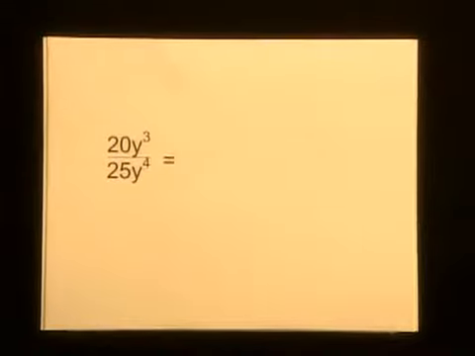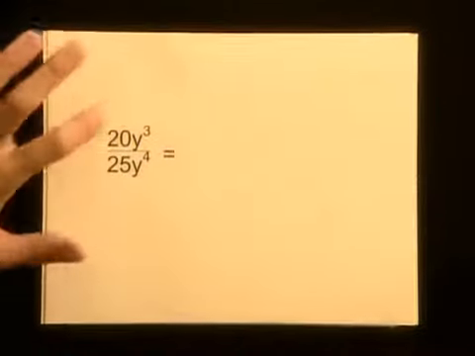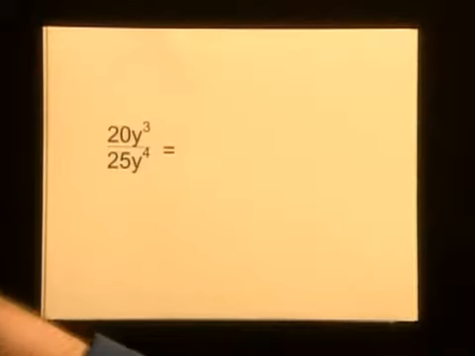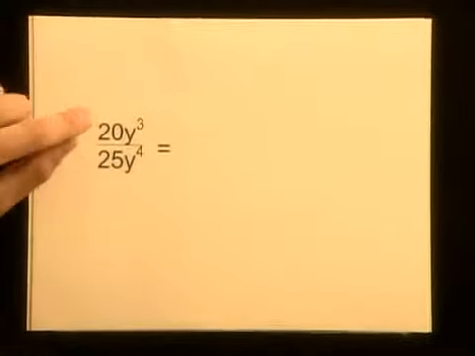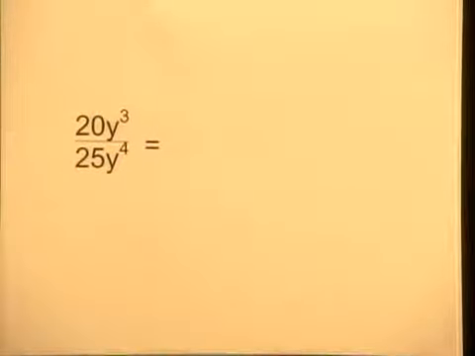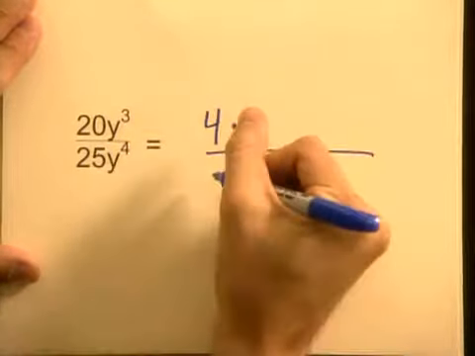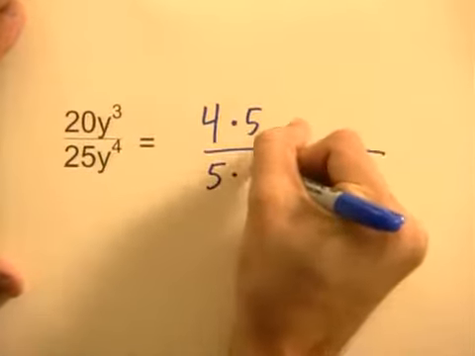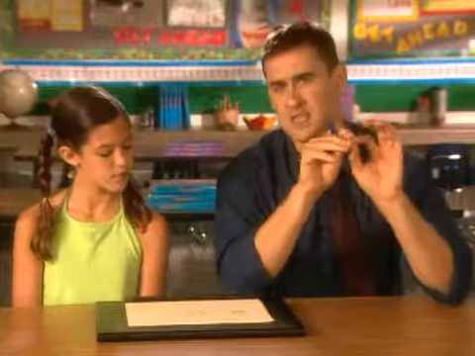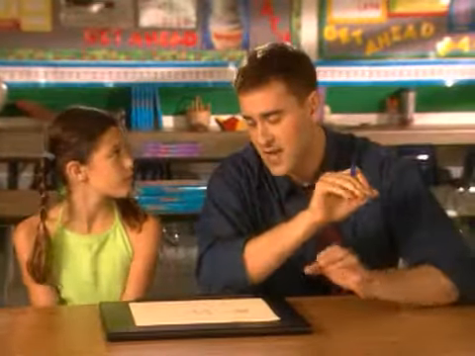Okay, now look, this one's even a little harder. We have 20y to the third over 25y to the fourth. Okay, the 20 over 25, we're going to do that just like we did 27 over 36. We're going to think about the biggest number that goes into 20 and 25. What's that? 5. So we're going to write 20 as 4 times 5, and we're going to write 25 as 5 times 5.